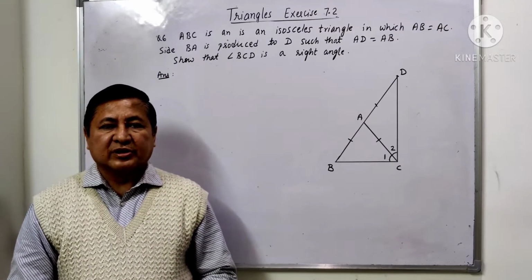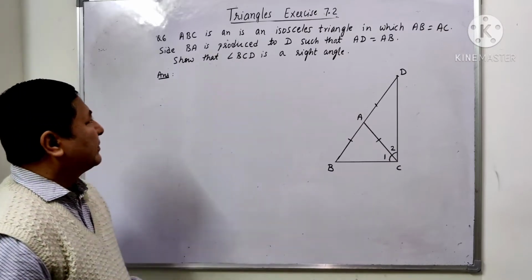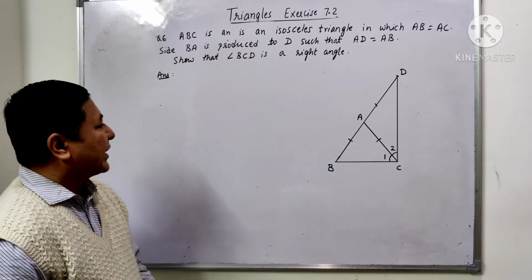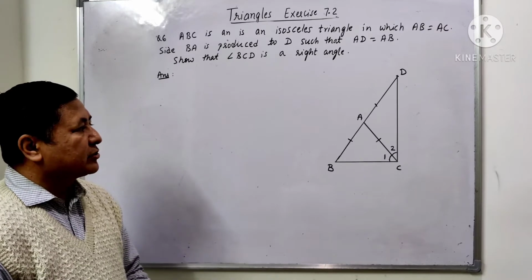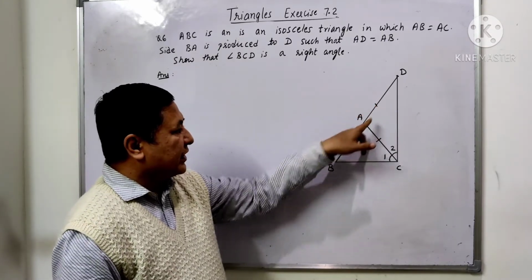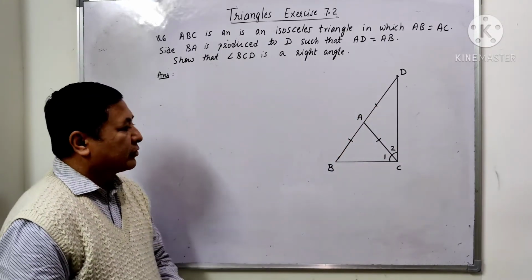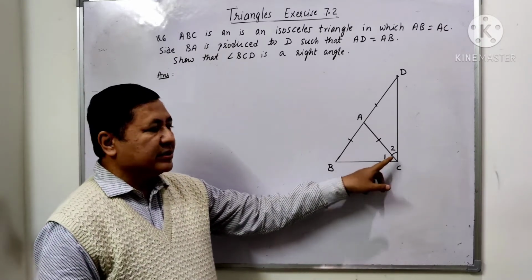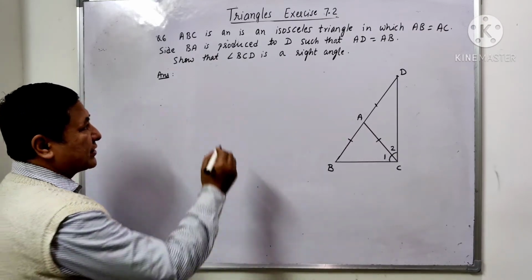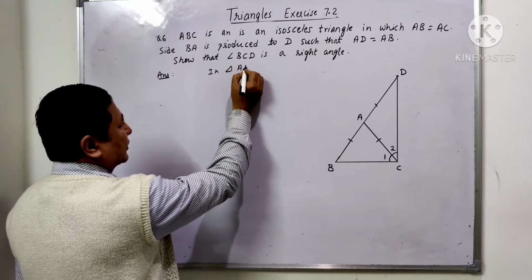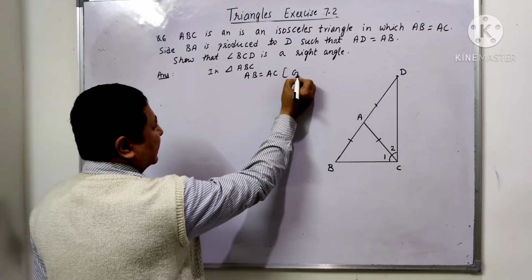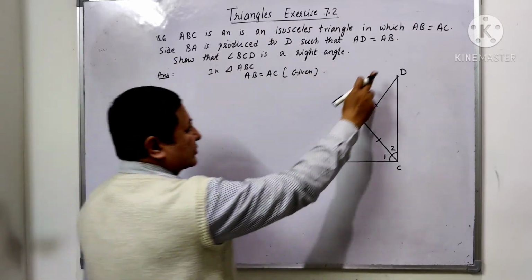Now let us solve question number 6 of exercise 7.2. ABC is an isosceles triangle in which AB is equal to AC. Side BA is produced to D such that AD and AB are equal, and we have to prove that angle BCD is equal to 90 degrees, or it is a right angle. So now first let us see in triangle ABC, it is given that AB is equal to AC. It is an isosceles triangle.